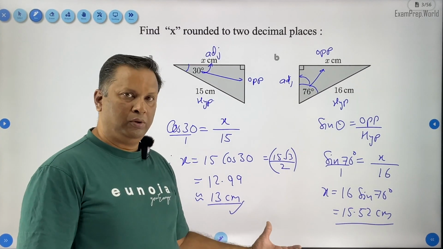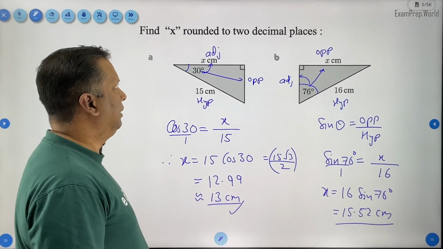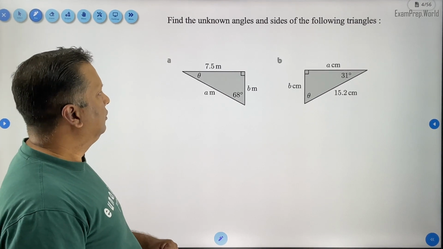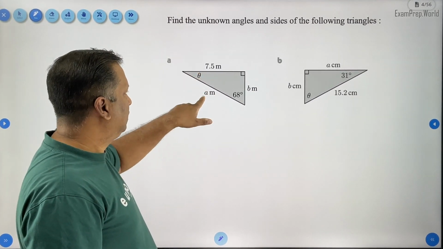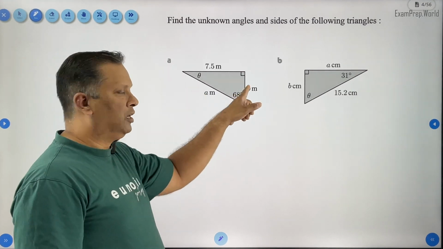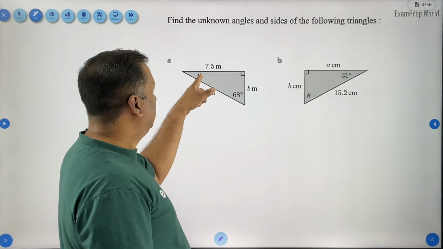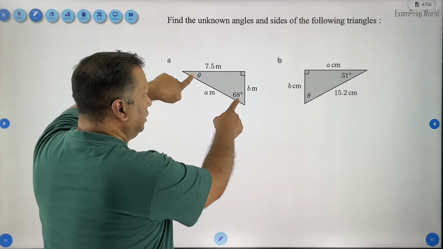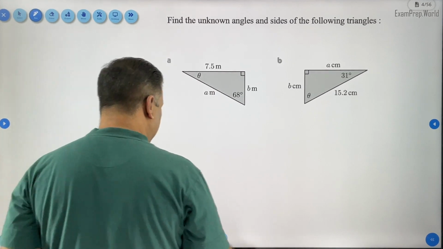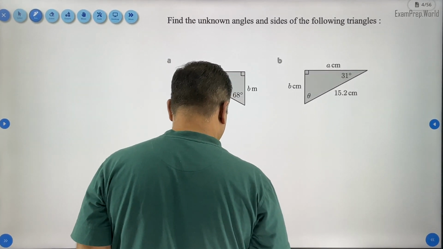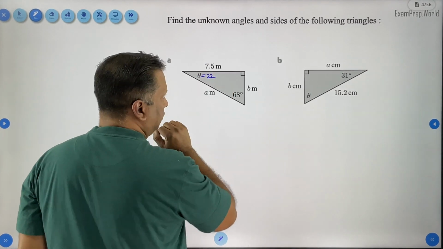Okay, I hope you got this point. Let's try another type of question. Here, one of the missing angles they are asking us to find, they are asking the hypotenuse, and they are asking the other side. It's very, very easy. This I told you, this will be 90 minus 68, because these two will add up to 90 degrees, right? So what is 90 minus 68? 22. So theta is 22.